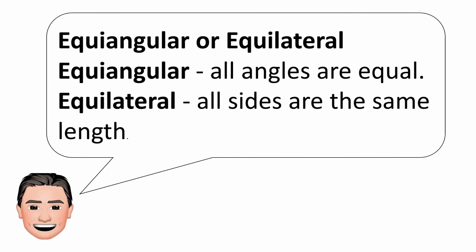Equiangular or equilateral. Equiangular: all angles are equal. Equilateral: all sides are the same length.